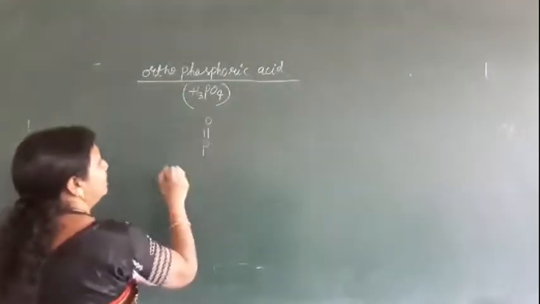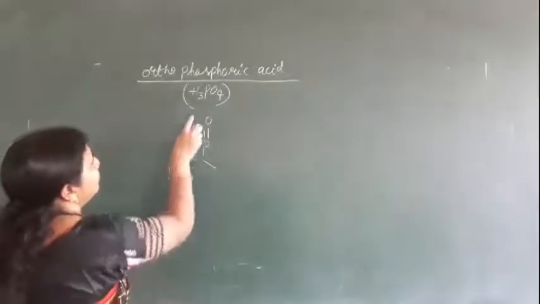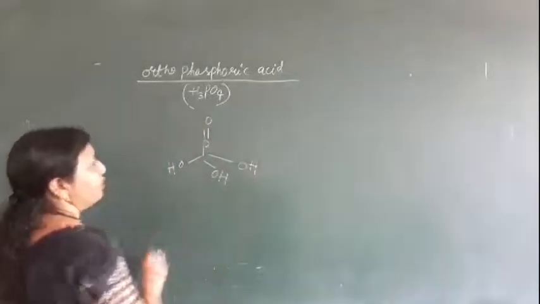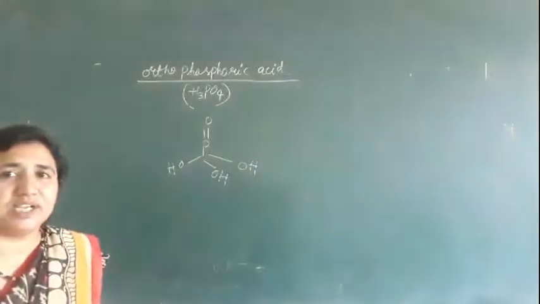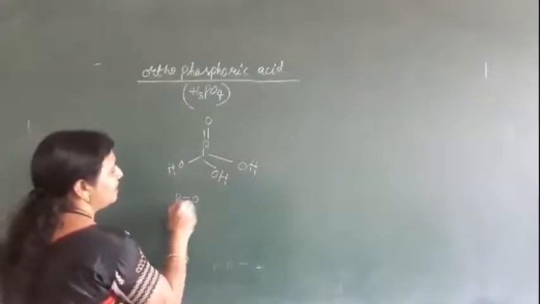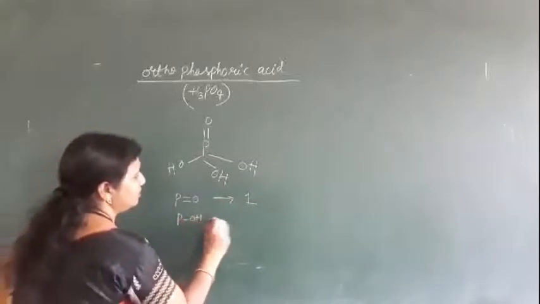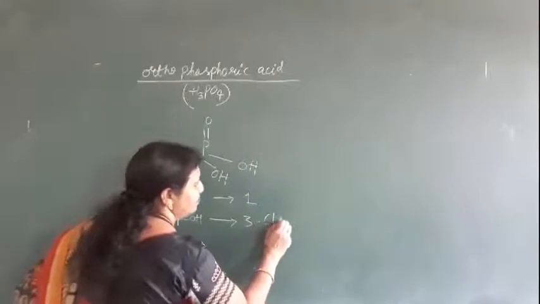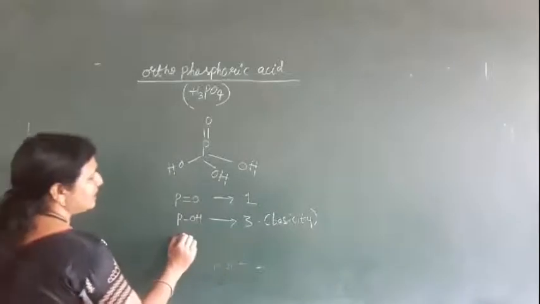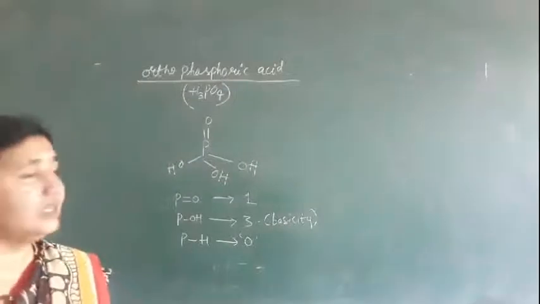P double bond O we have. This is OH, which will be compulsory. Now we have oxygen 4 and hydrogen 3, so we will have 3 OH bonds here. Okay. So this is the H3PO4 structure. It is tetrahedral. Now how many P double bond O bonds do we have here? 1. How many P-OH bonds? 3. So that means the basicity is 3 here. Okay. And do we have P-H bonds here? No, 0. There is no P-H bond in this structure.